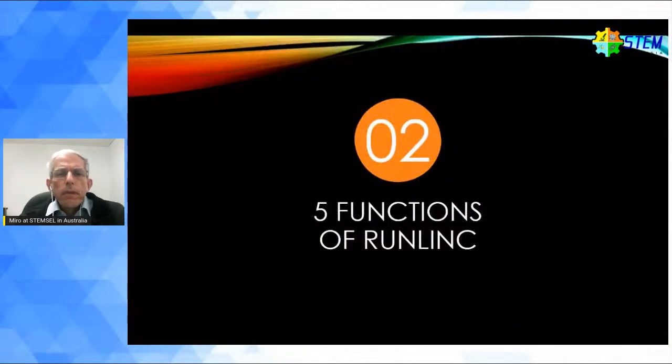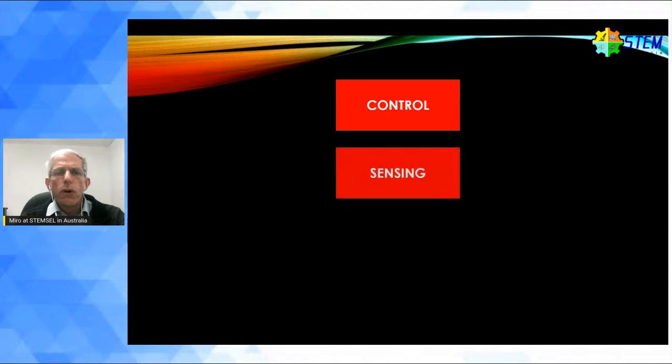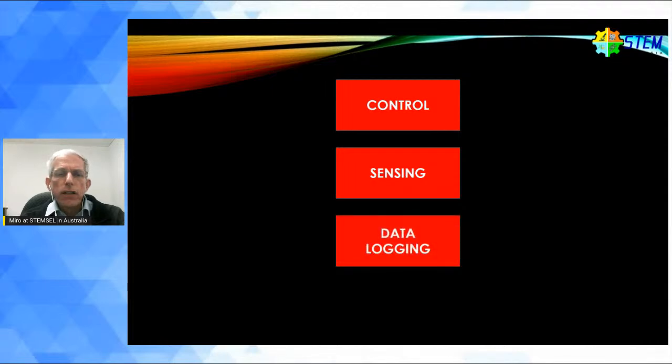Okay, so there are 5 functions of Runlinc, and the functions need to be understood very carefully. So there's the control. This means that you can control anything, turn on, off, such as lamps, buzzers, motors, etc. So the control. There is sensing. So there are sensors. You can have a light sensor, temperature sensor, a distance sensor, a moisture sensor. And there is data logging. So when you sense the data, then you can take the data and you can do the data logging on there as well. And then the data logging can do the graphs.